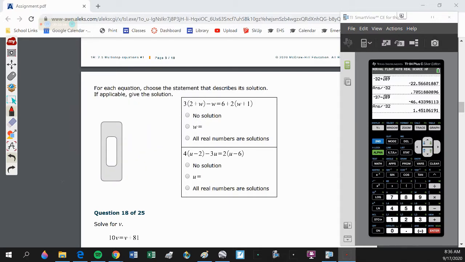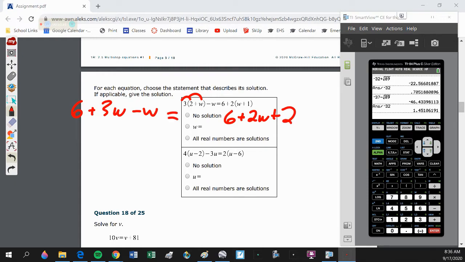So let's solve this and see what happens. Distribute the 3, 6 plus 3w minus w, and then 6 plus 2w plus 2. Can you look at this and figure out what it's going to be before we solve it? What's it going to be? No solution. Because we have 2 w's on the left and 2 w's on the right, but the left side is equal to 6 and the right side is equal to 8. Is 6 equal to 8? No. So this one has no solution.